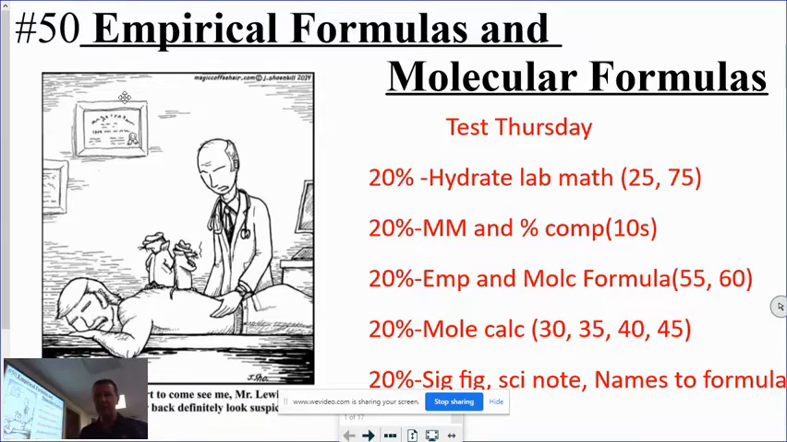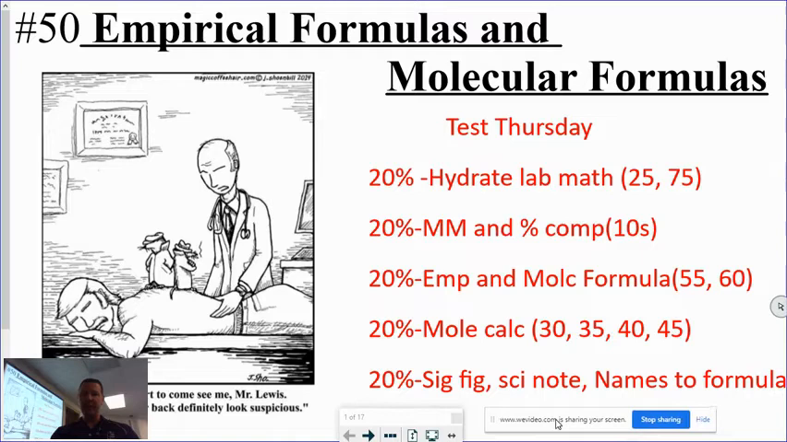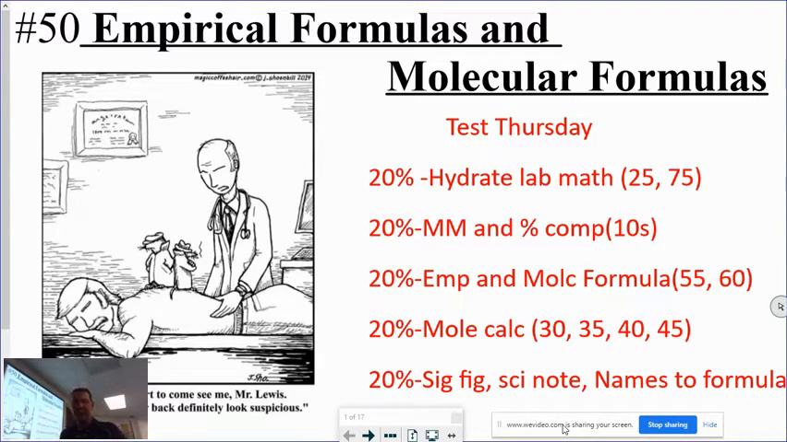Hi everyone, today we're going to be going over the 50s, which is empirical and molecular formulas. On the test, these are the parts that we would have on the test and the page numbers that would go with them. When we're talking about empirical and molecular formulas, empirical formulas are the easiest formulas, the formulas in lowest terms, and molecular formulas are the true formulas. We'll get to more of that as we're going along.